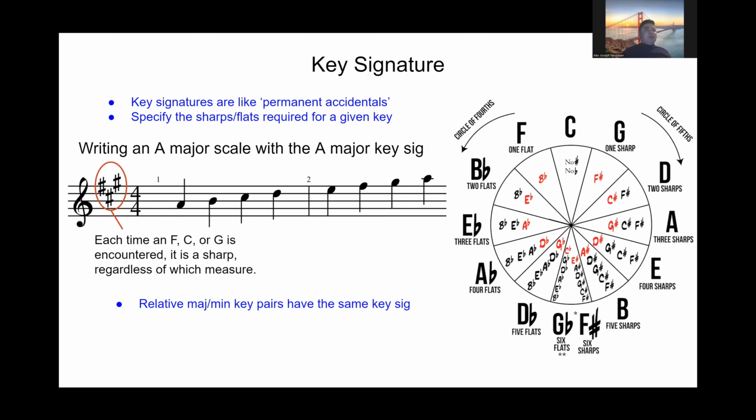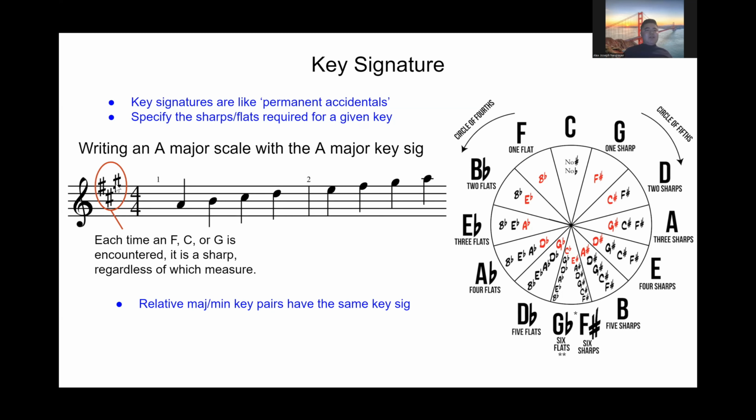Another thing I want to talk about is key signature. We wouldn't want to, for example, in A major, where the sharps are C, F, and G sharp, have to write the sharp symbol next to every time we encounter that note. So that's what a key signature does. It's a permanent set of accidentals that comes between the clef and the time signature.